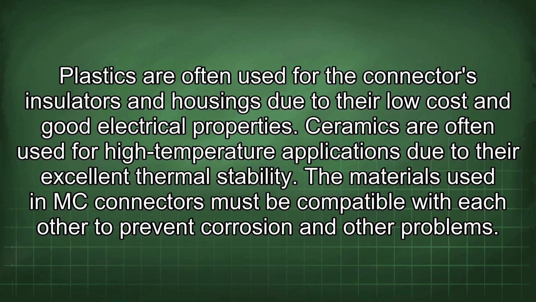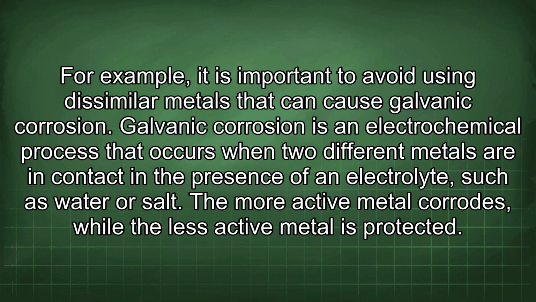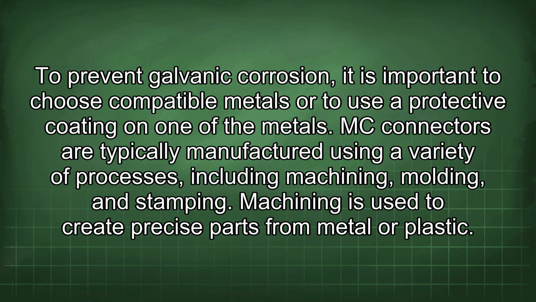The materials used in MC connectors must be compatible with each other to prevent corrosion and other problems. For example, it is important to avoid using dissimilar metals that can cause galvanic corrosion. Galvanic corrosion is an electrochemical process that occurs when two different metals are in contact in the presence of an electrolyte, such as water or salt. The more active metal corrodes, while the less active metal is protected. To prevent galvanic corrosion, it is important to choose compatible metals or to use a protective coating on one of the metals.